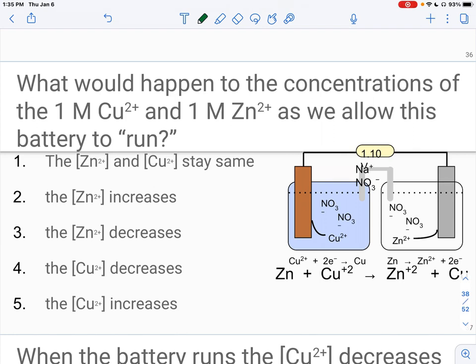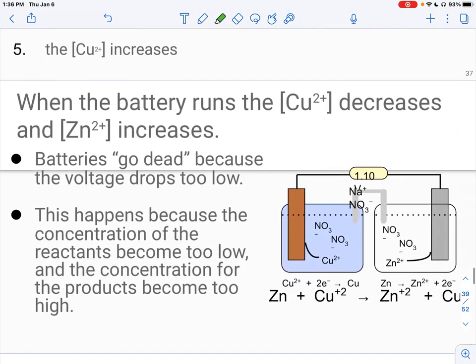The Zn2+ will increase because that zinc is becoming Zn2+. You might remember that we do send in some NO3- to counteract it, but it's super soluble because it's NO3-, so it's not going to make a solid or anything. So Zn2+ will increase, and the Cu2+ is becoming copper, so it's going to decrease. So then we're going to change our concentrations.